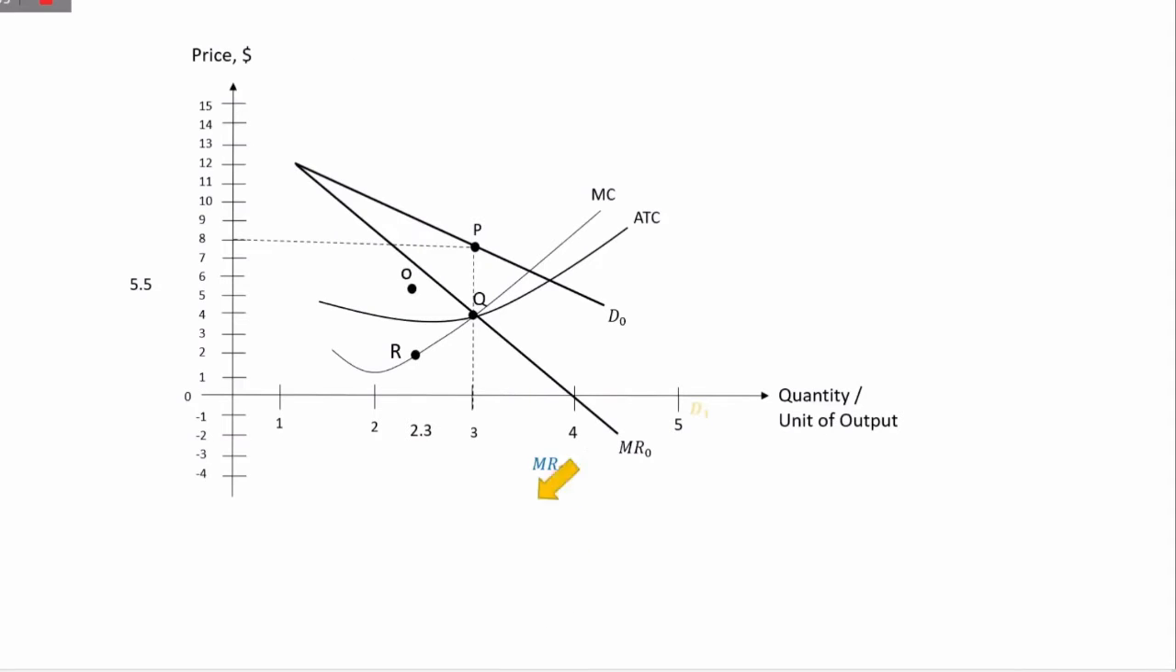A decrease in demand causes marginal revenue to decrease. The new equilibrium point is shown, and this made the existing firm adjust its product's price and output to a lower level.